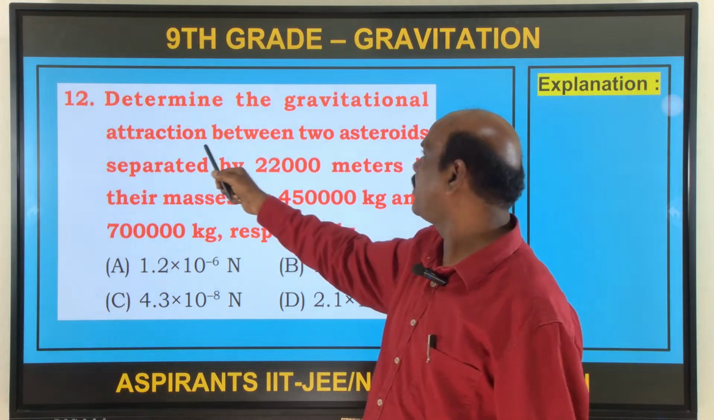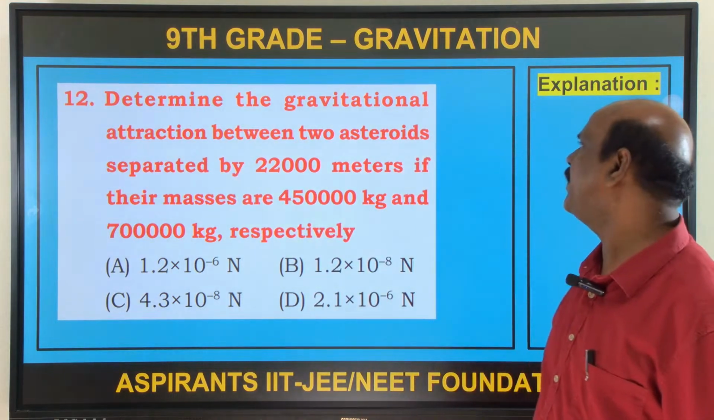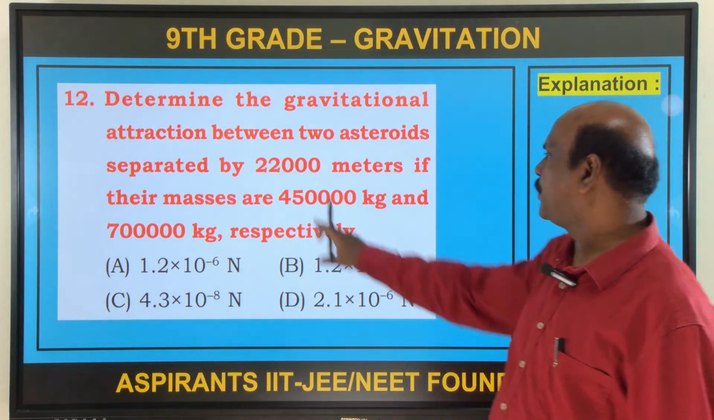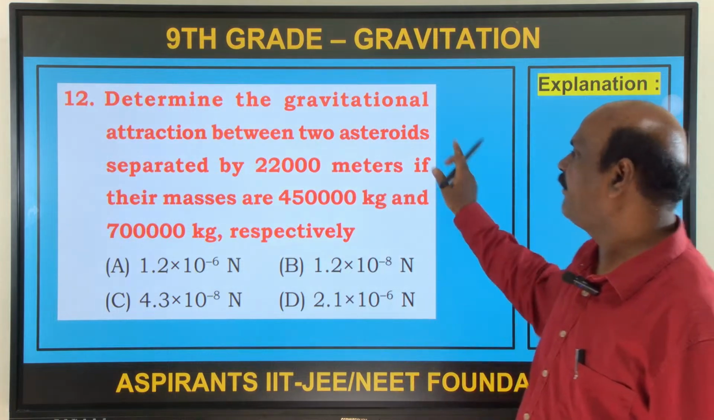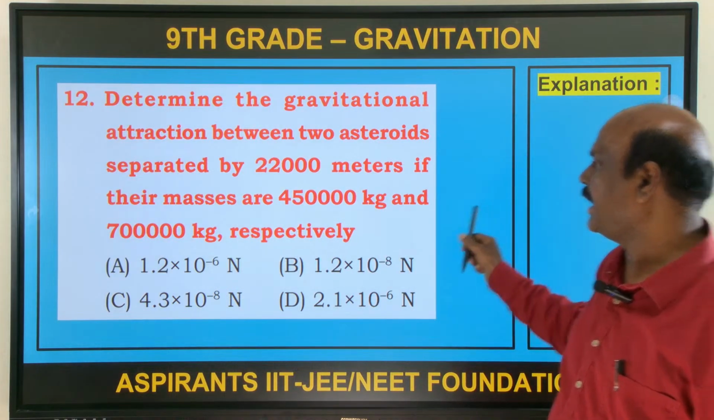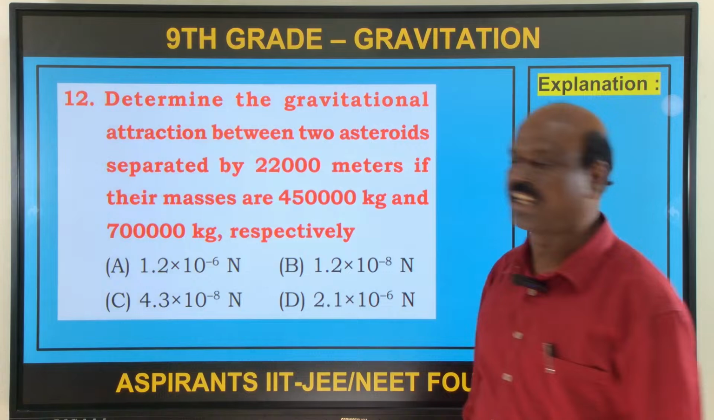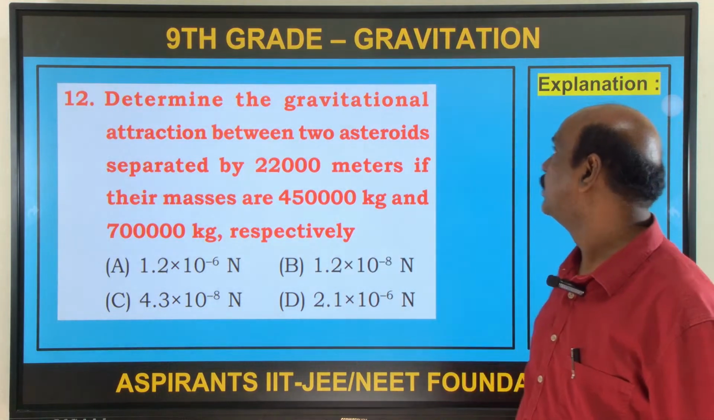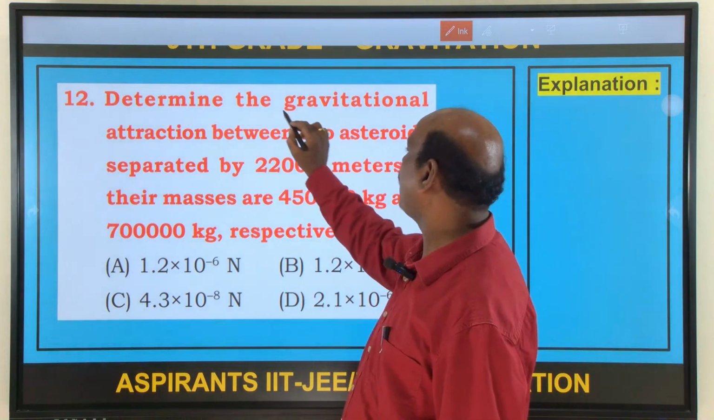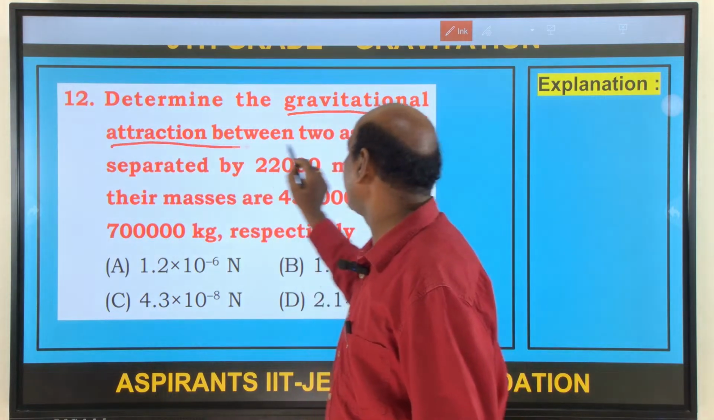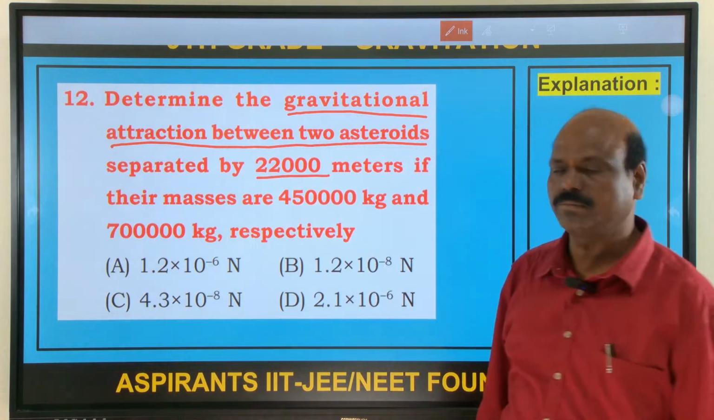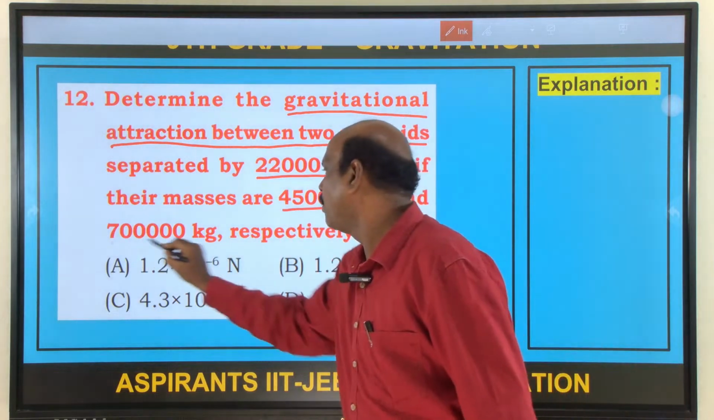Determine the gravitational attraction between two asteroids separated by 22,000 meters if their masses are 4,50,000 kgs and 7 lakh kgs respectively. So here if you observe, he is asking about the gravitational attraction between the two asteroids, and he has given the distance between them and the masses of the two bodies.